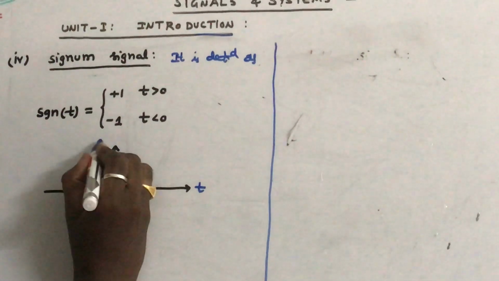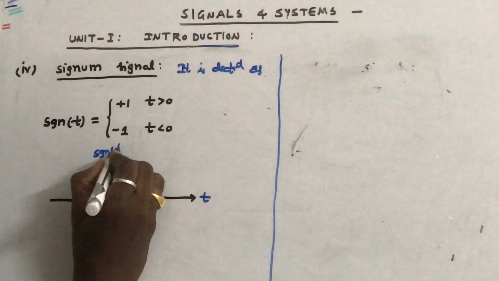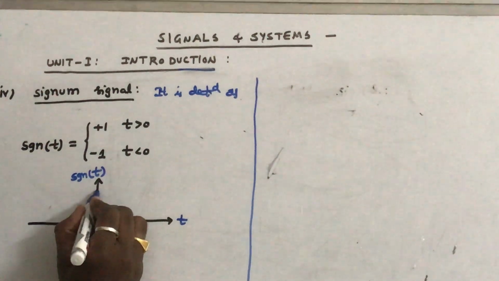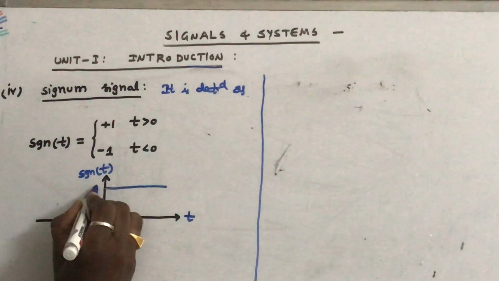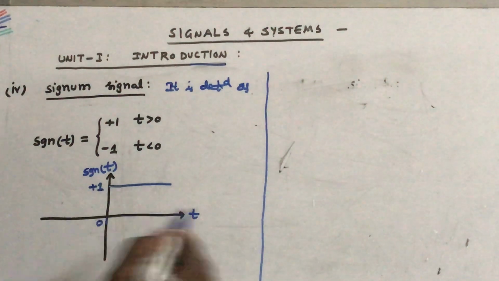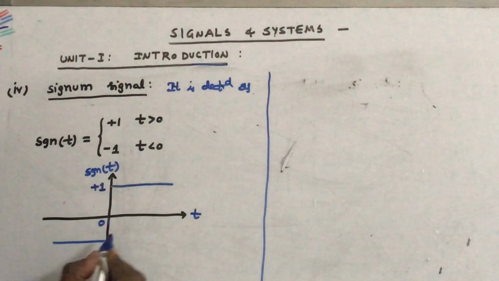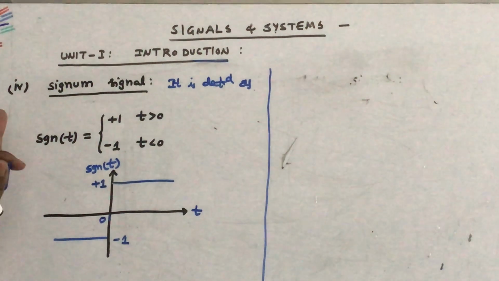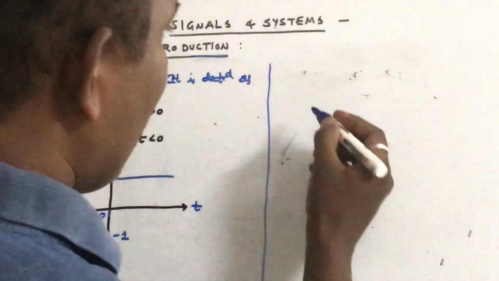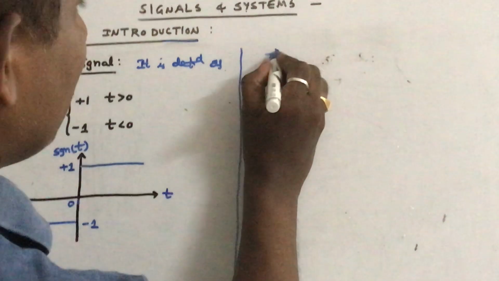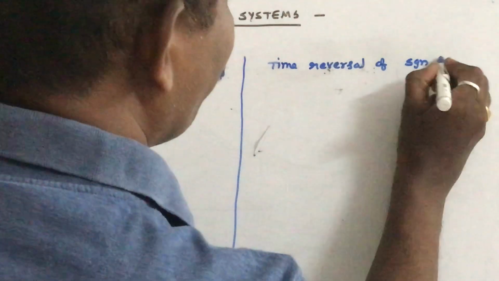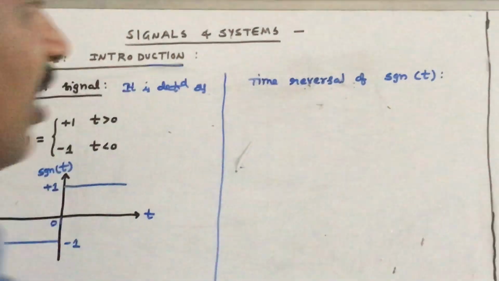So therefore this is signum of t. Its value is +1 for all the time greater than 0 and its value is -1 for all t less than 0. So this is signum of t. Now let us draw the time reversal of signum of t.